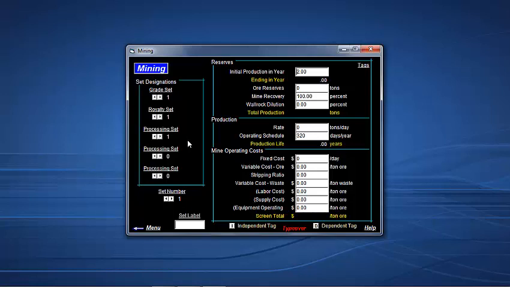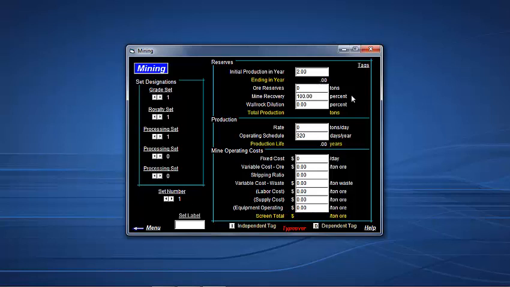You can have a variety of different processing sets, meaning you could have more than one processing plant, perhaps a heap leach and a CIL at one project. And you can have a number of mining sets, which are based on this screen, which means you can have feed coming in from different properties into one analysis.